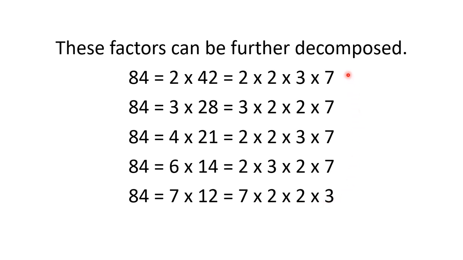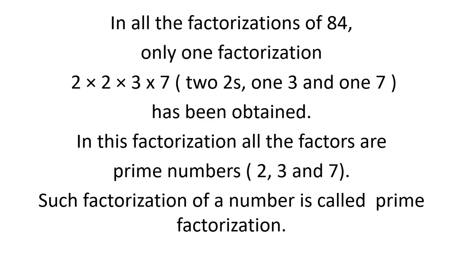Now notice all these factorizations. We see that on the right hand side all the factors are now prime numbers, and if you ignore the order of the prime factors in which they are written, all the combinations are one and the same. That is, all the combinations have 2 2s, 1 3 and 1 7. So in all the factorizations of 84, only one factorization, that is 2 into 2 into 3 into 7, that is 2 2s, 1 3 and 1 7 has been obtained.